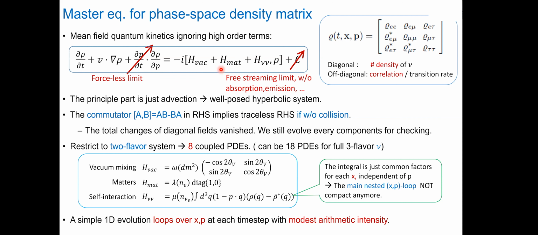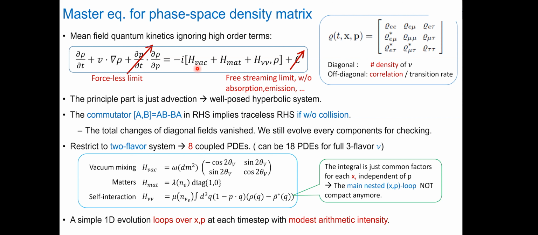Now, we usually assume that this equation can first be simplified. We assume that neutrinos don't suffer from, say, gravity or electromagnetic force. So we assume it is forceless, and we can ignore the momentum derivative terms. We are also interested in the so-called free streaming limit, where we don't consider the absorption or emission of neutrinos, just the natural quantum evolution of neutrinos. So we can also ignore the collision term on the right-hand side. The equation then looks like a very simple, well-posed hyperbolic system, because the principal part is just the advection equation, where v is a constant. There are many numerical tools that can help with this.